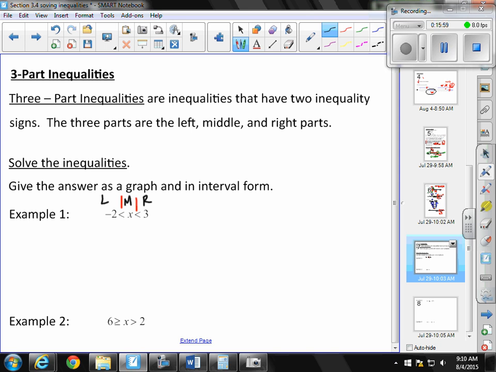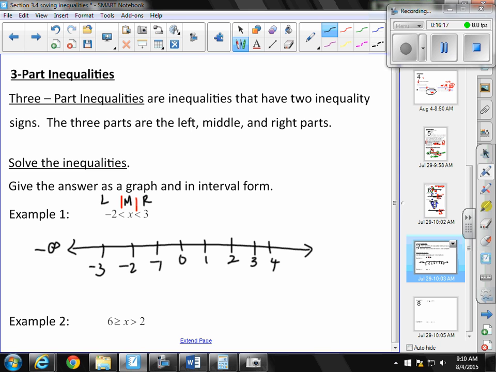Example number 1, we have x by itself in the middle. That's always our goal, is to get the x by itself in the middle. So this one, we're just going to do a graph and an interval. And I just label my number line to go a little bit beyond the numbers in my inequality. Now, this says x is in the middle of -2 and 3. So my shaded region goes from -2 to 3. It's the part in between those two numbers.